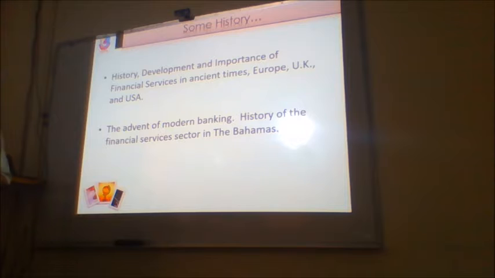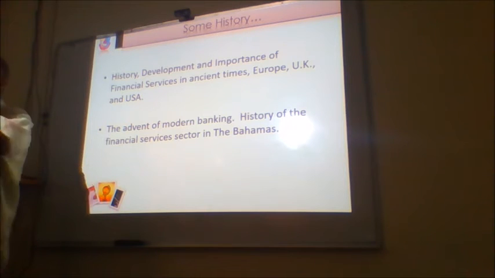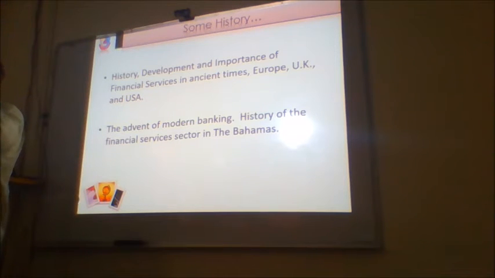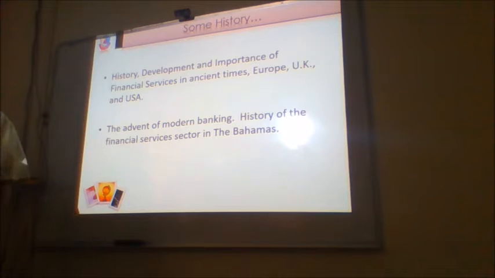To give you one last example, in West Africa, they used to use cowrie shells as money. Little shells like that, and so many cowrie shells was worth this and so forth. So you ended up with these big sacks of cowrie shells to go buy stuff. Impractical. So money evolved as well. It wasn't just going to become the US dollar or the Bahamian dollar that we know now. It was other things as well. And then the advent of modern banking, history of the Bahamas.